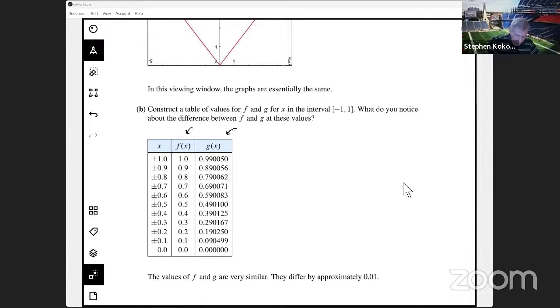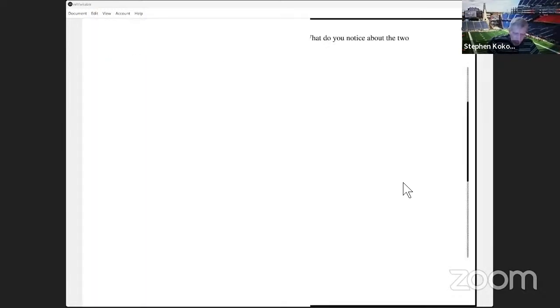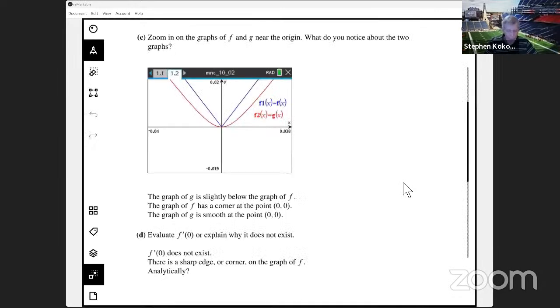So let's try this one. In part c, what I wanted to do was to zoom in more on both of these graphs, f and g, zoom in near the origin. And what do you notice now? Well, look what happens. I suspect that many of the teachers who are listening, and some of the students, have seen this before, where we zoom in over and over again on that absolute value function, and we can't get rid of that sharp corner. In other words, we can't make it flatten out. We can't make it look locally linear.